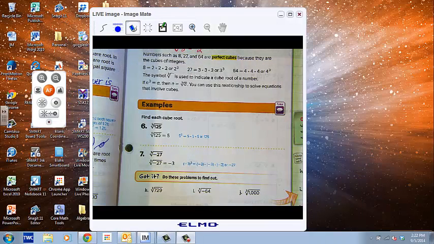Another example of a cube root, if you look right here, is negative 27. So negative 27, what number times itself 3 times gives me negative 27? Well, negative 3.